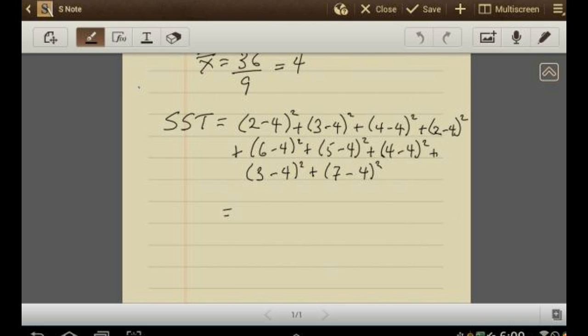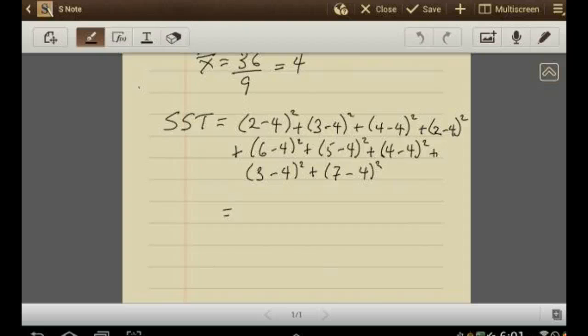Yes. So now we're going to take all of these. 2 take 4 is minus 2, but minus 2 squared is going to become plus 4. Okay. Because it is squared, everything that we have is going to be positive.